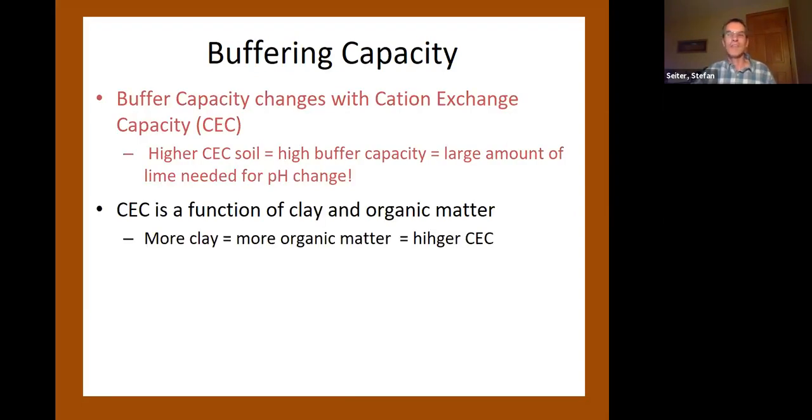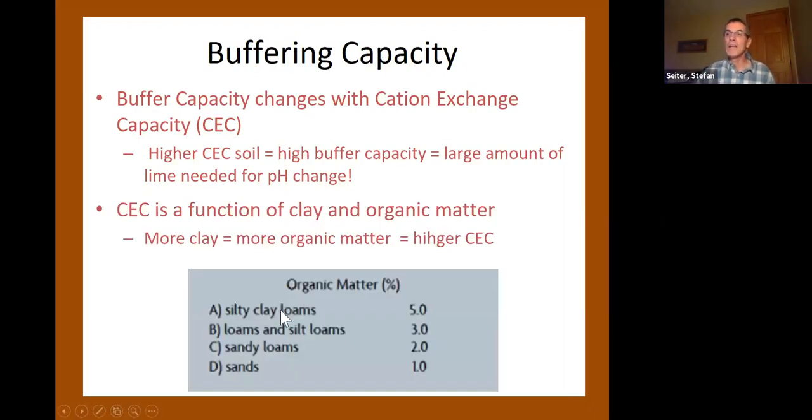That's all a function of surface area of the soil. And the surface area of the soil and the cation exchange capacity are a function of these tiny little particles in the soil. The smallest particles we have in the soil are the clay and the organic matter particles. More clay also means you have more organic matter. When you take a native clay loam, it might have 5% organic matter, while a native sand might have only 1% organic matter.